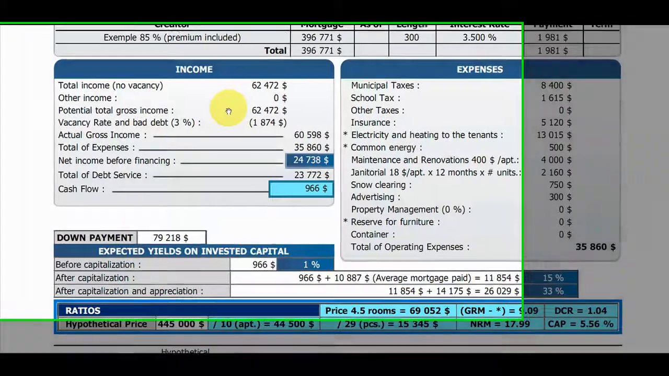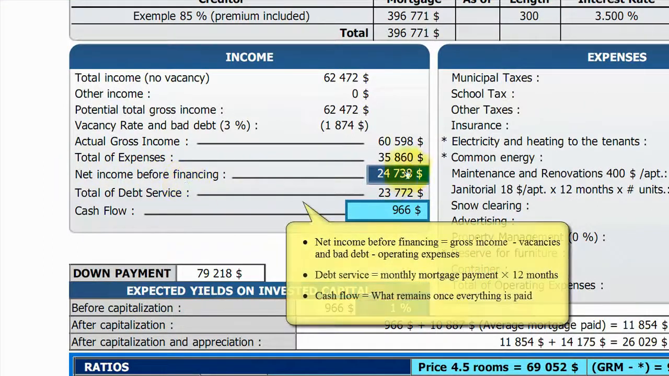10. Net income before financing and cash flow. Net income before financing equals gross income minus vacancies and bad debt minus operating expenses. Debt service equals monthly mortgage payment times 12 months. Cash flow equals what remains once everything is paid.